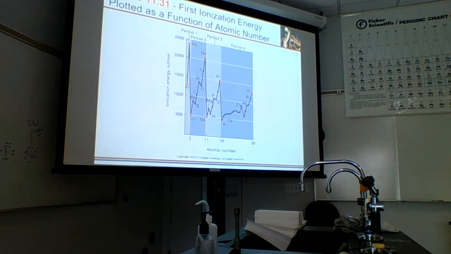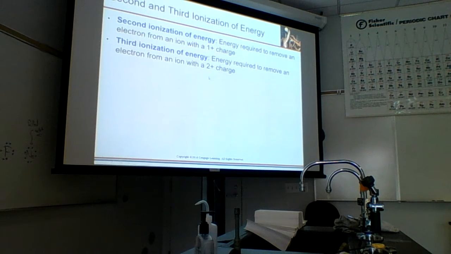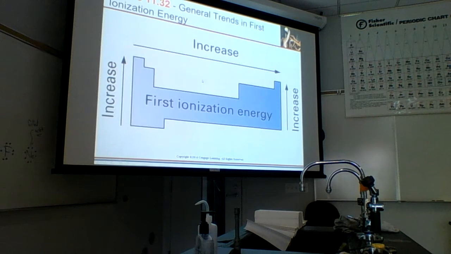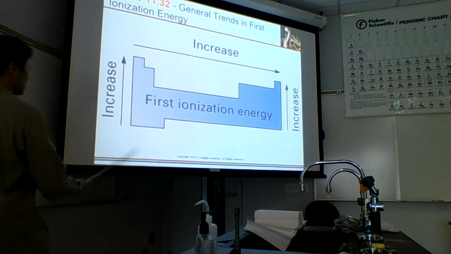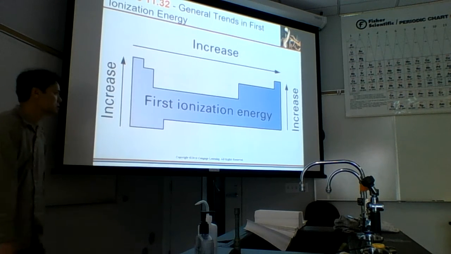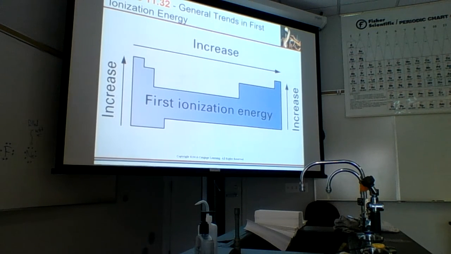That's what we call the first ionization energy. The second ionization energy is the amount of energy to strip the second electron off. The third ionization is the amount of energy for the third electron, fourth electron, fifth electron, etc. And so in terms of first ionization energy, the hardest to strip an electron off would be the smallest, helium. The easiest to strip an electron off would be the biggest, francium or cesium.